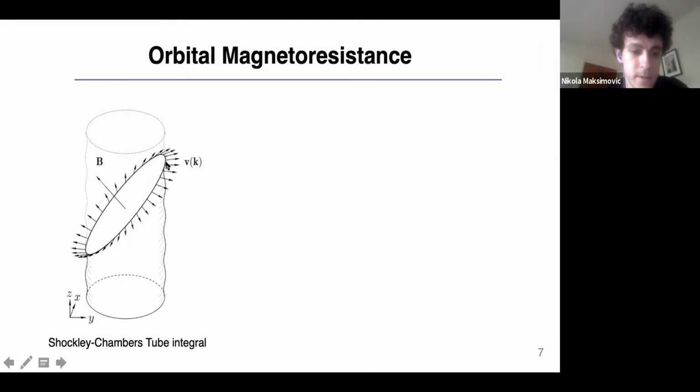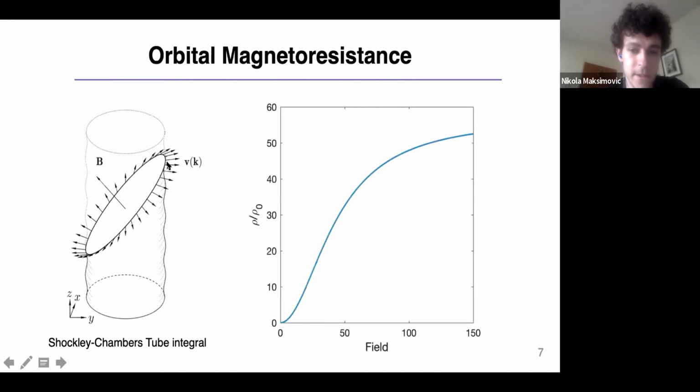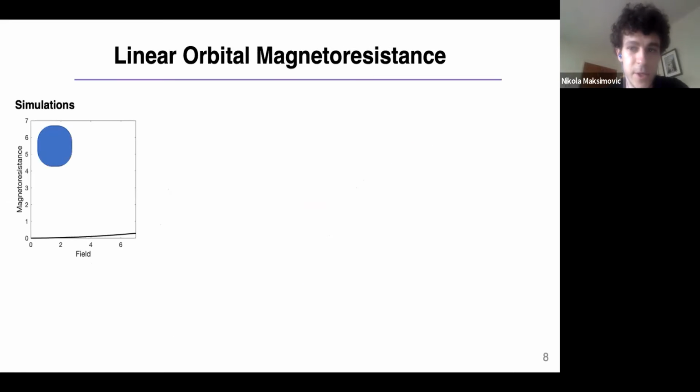orbits, cyclotron orbits. And for most Fermi surfaces, the magnetoresistance that you get looks something like this. Okay, it's B squared at low fields and saturates at high fields. And there's a very, very narrow range of H linear dependence, if it's there at all. It's really more of a crossover regime between these two different extremes.